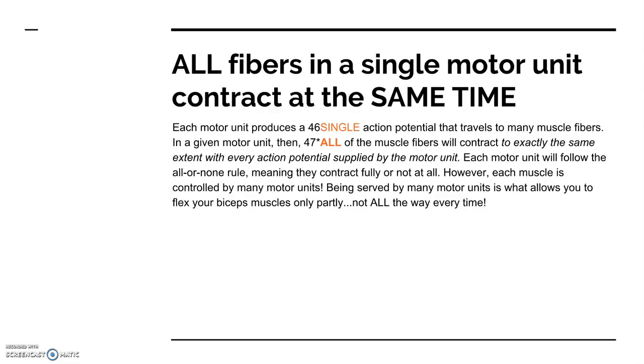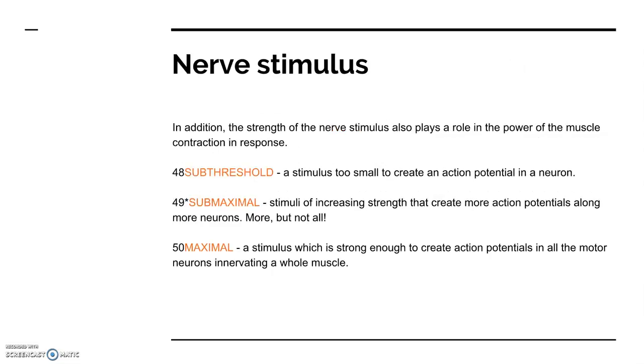Each motor unit will follow the all or none rule, meaning they contract fully or not at all. However, each muscle is controlled by many motor units. Being served by many motor units is what allows you to flex your bicep muscles only partly and not all the way every single time. In addition, the strength of the nerve stimulus also plays a role in the power of the muscle contraction and response. So let's talk about the nerve stimulus for just a moment, then we'll be finished.